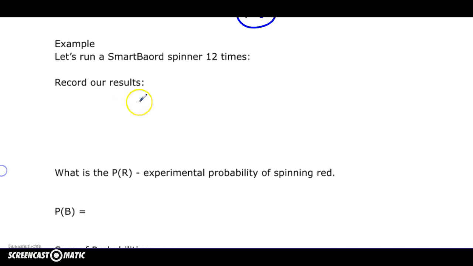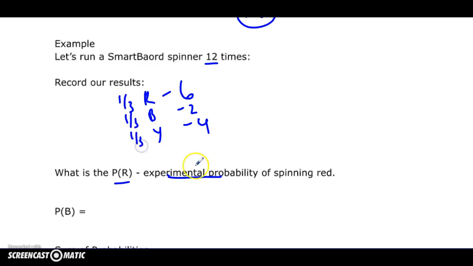Let's say we had a spinner and it had red, blue, and yellow, and this happened 6 times, 2 times, and 4 times. Okay, so we spun this 12 times, and these are the results. The experimental probability is not what should happen. What should happen is that 1/3 of the time you should get red, 1/3 of the time you should get blue, and 1/3 of the time you should get yellow.